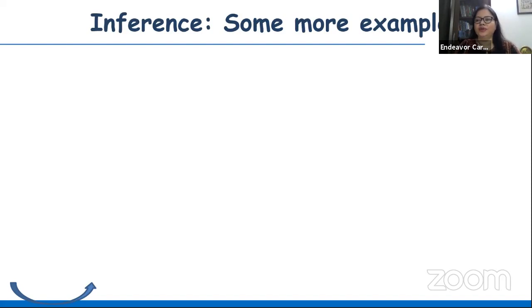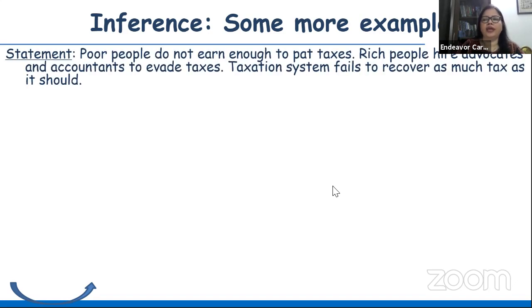Okay. So with that understanding, with that elimination in mind, let's also have some more understanding of inferences. Some very brief sentences and statements. So look at this one, the first one here. Poor people do not earn enough to pay taxes. Rich people hire advocates and accountants to evade taxes. Taxation system fails to recover as much tax as it should.